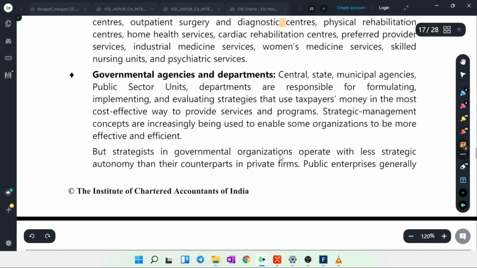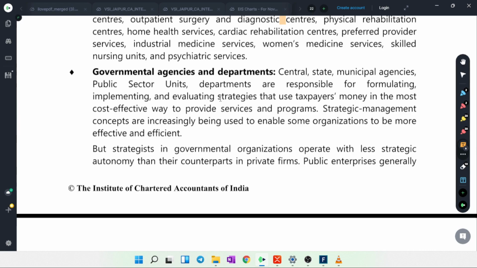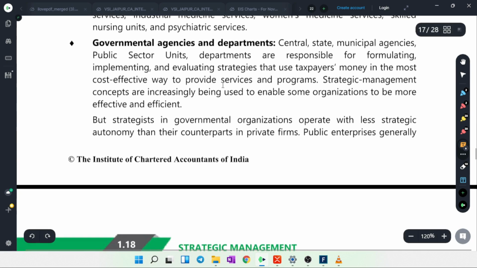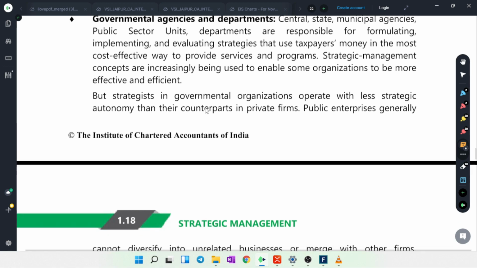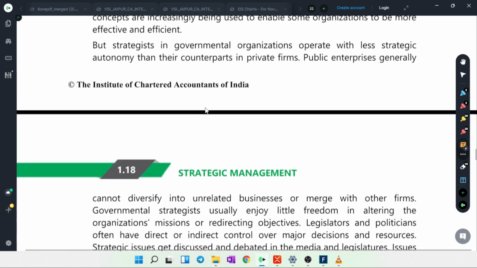Central government agencies and departments, central, state, and municipal agencies, and public sector units are responsible for formulating, implementing, and evaluating strategies that use taxpayers' money in the most cost-effective way to provide services and programs. Strategic management concepts are increasingly being used to enable some organizations to be more effective and efficient, but strategies in governmental organizations operate with less strategic autonomy than their counterparts in private firms.